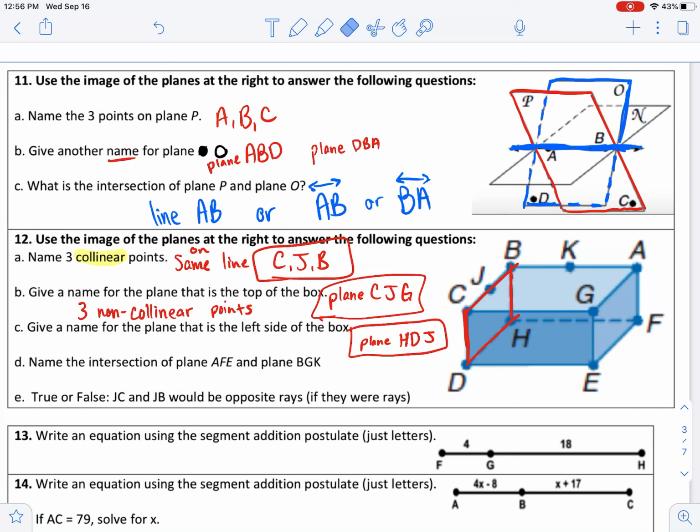And the intersection of plane AFE and plane BGK, so I'm seeing where are these two planes touching. Well, they're touching at AG. Line AG. And then our last question, JC and JB, those would be opposite rays because they start from the same point and they go in opposite directions.